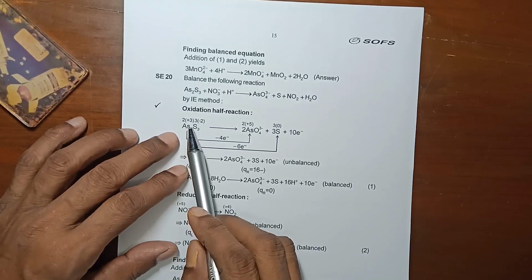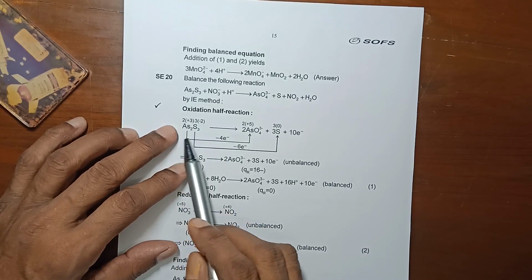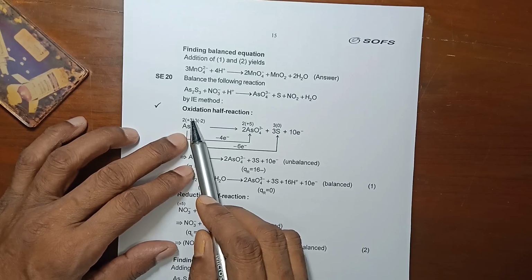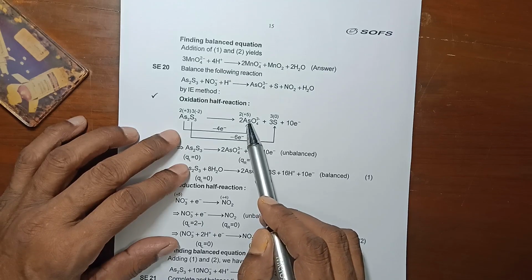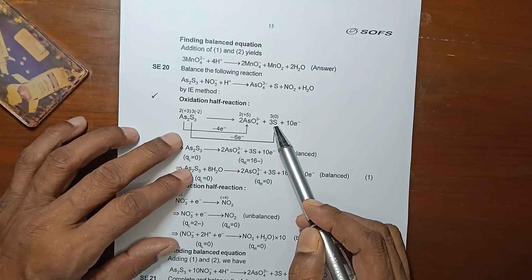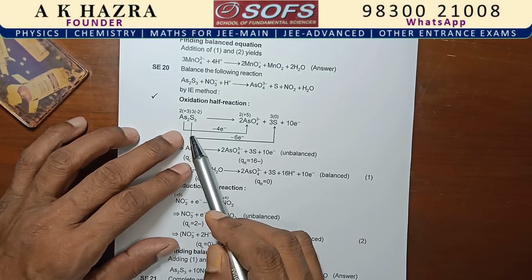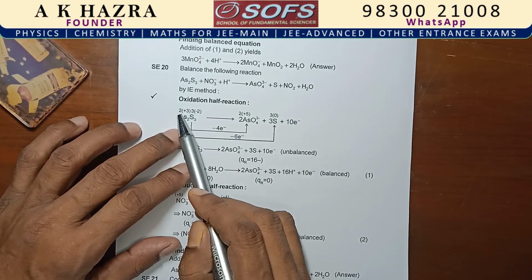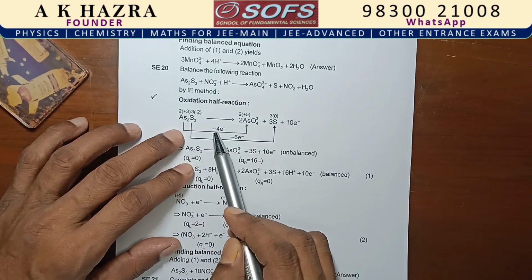Now arsenic oxidation number plus 3, for which 2 is multiplied. It is a sulfide, so minus 2, and 3 is multiplied here. Now here you see arsenic plus 5, 2, so 2 is multiplied here. Here the sulfur atom is 0, 3 is multiplied here. So here you see what is the change. For arsenic, from plus 6 to plus 10. So 4 units of oxidation, so minus 4e.